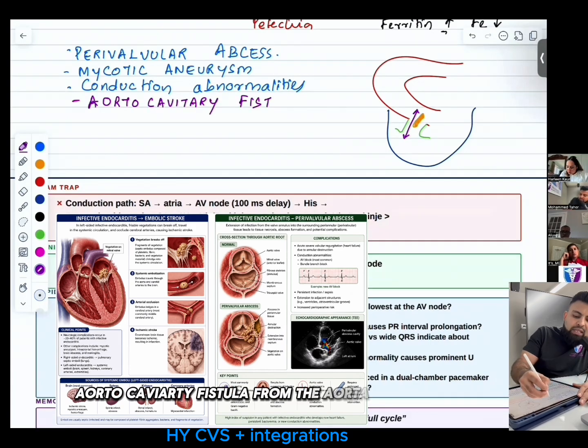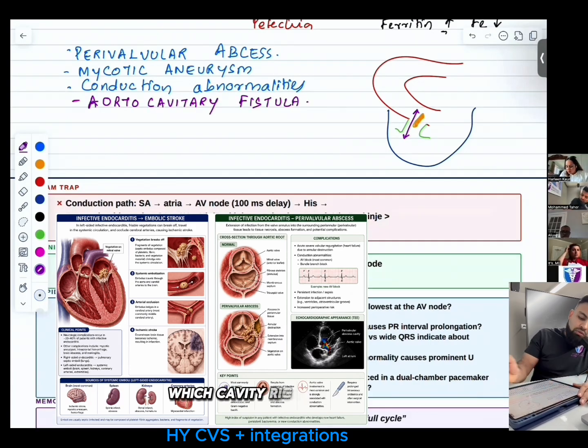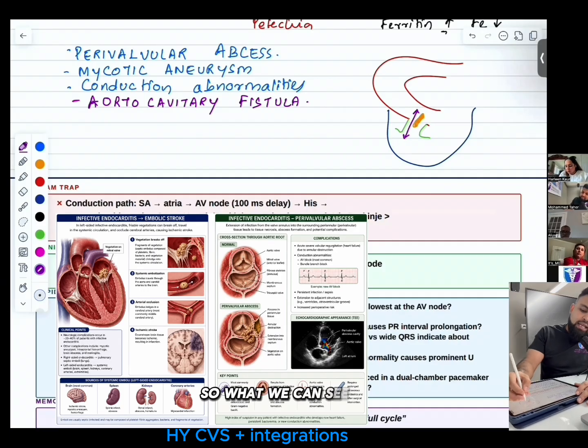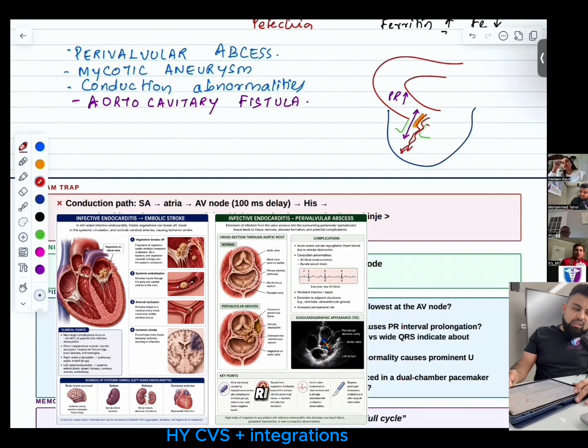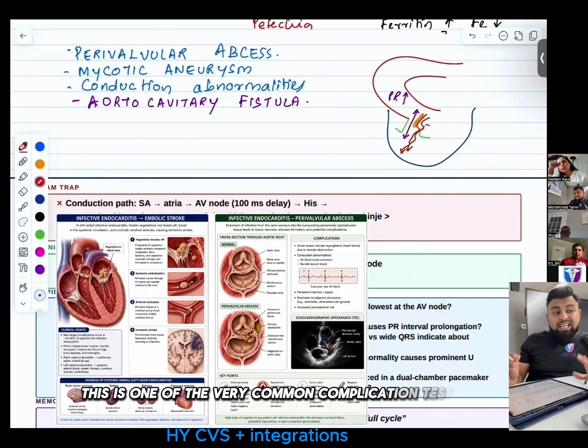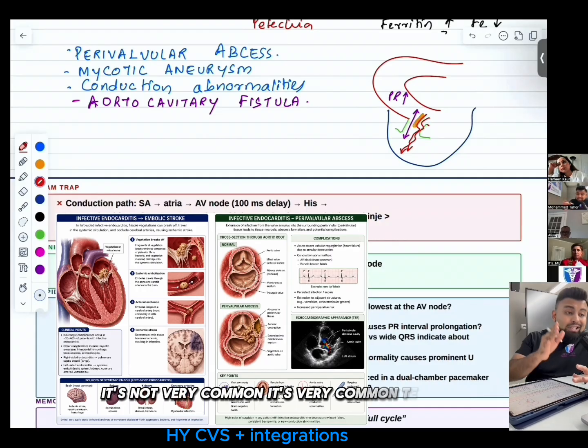Aortocavitary fistula. From the aorta to the cavity, which cavity? Right ventricle. The pressure in the aorta is obviously very high, so the blood is going to constantly shunt from the aorta to the right ventricle, right? This is one of the very common complications tested. It's not very common, it's very commonly tested.